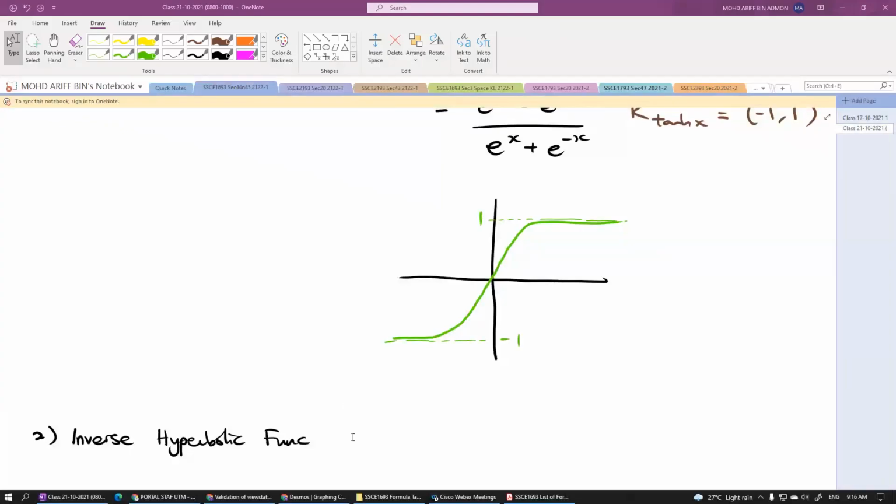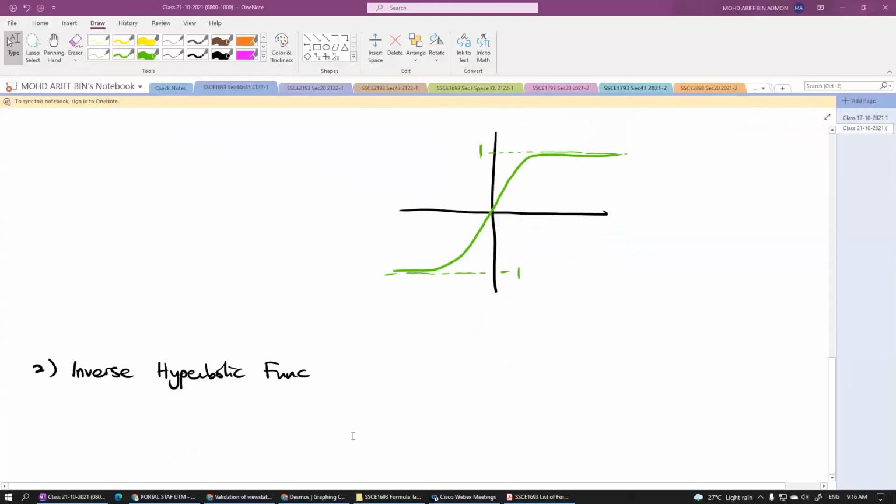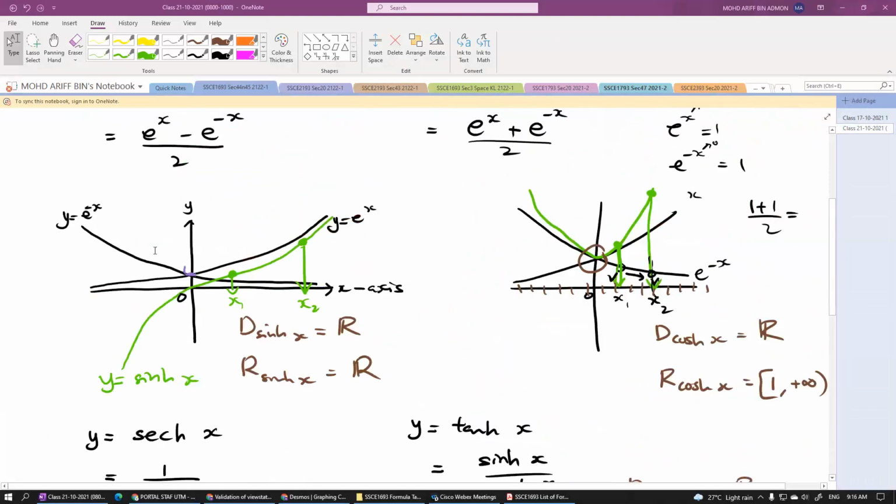So inverse, once again, is for one-to-one relations only. If we take a look here at sine hyperbolic, the green graph, can you tell me, is it one-to-one or not? Yes, sir. Okay, one-to-one, because when you take one value of x in your domain, you get one image, and for one image you have just one object.